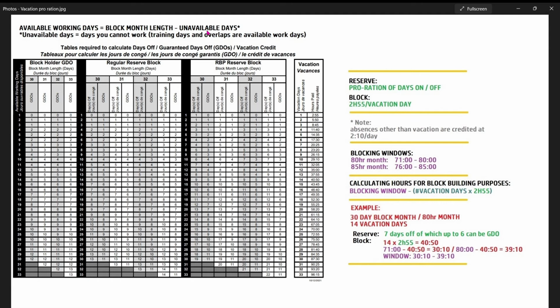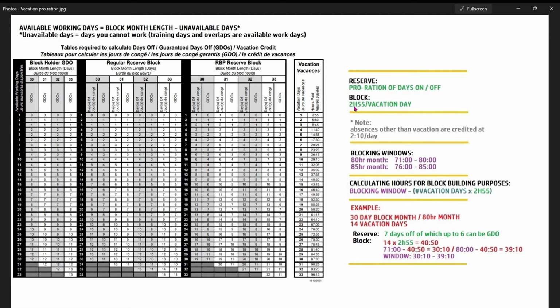So I often get the question, do I count training towards unavailable dates? No, training is work. You're available for those days, so you do not count them as unavailable days. And same thing goes for an overlap, because you're coming in to the month working, you're available that day. So no, those days are not unavailable days. Unavailable days are days when, for example, you're sick, you're on a leave, or in this case, specific to what we're talking about today, vacation days are unavailable days.